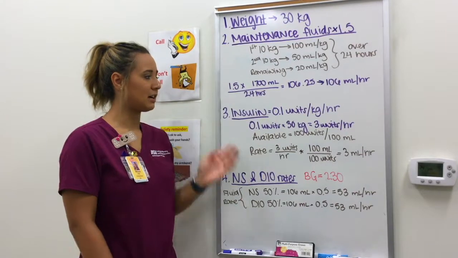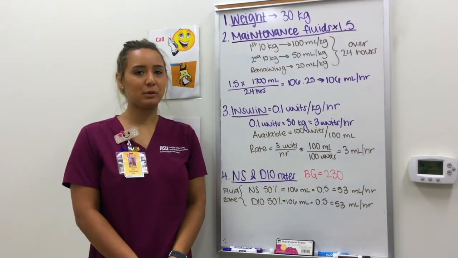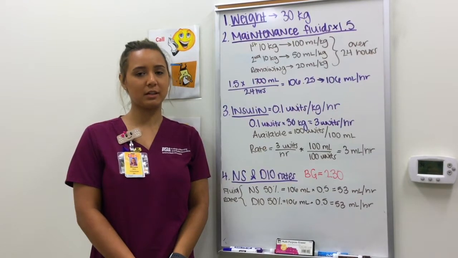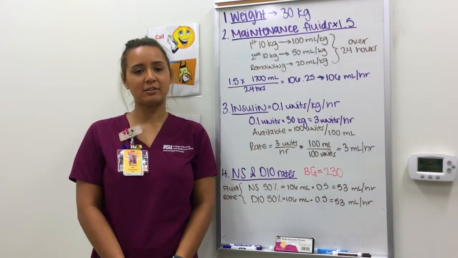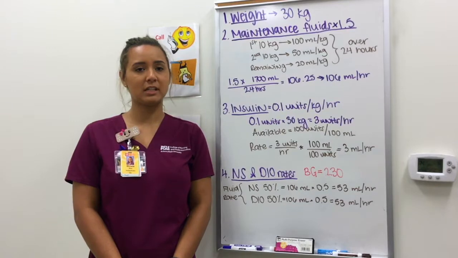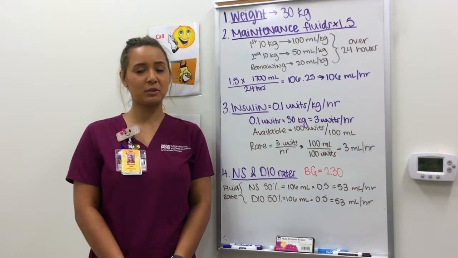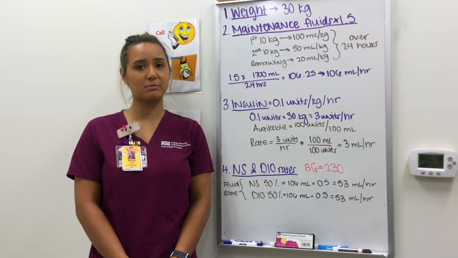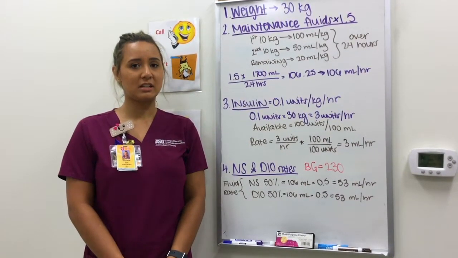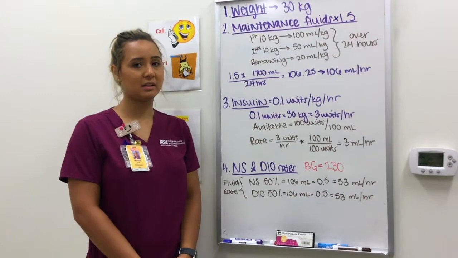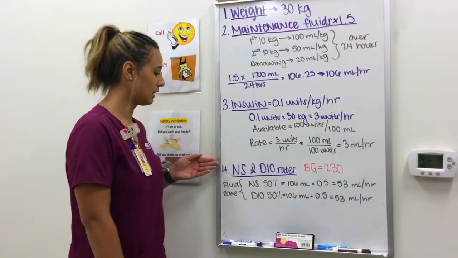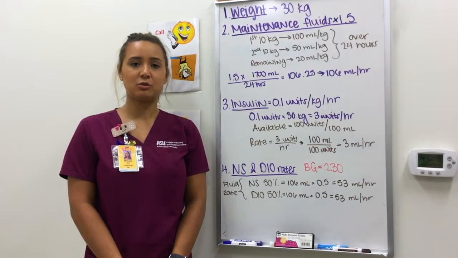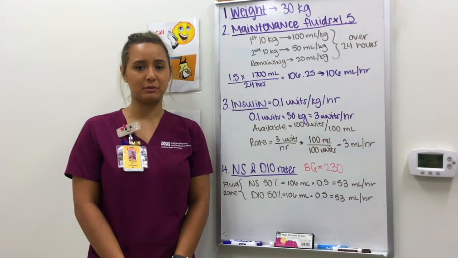The third thing we need to calculate is insulin. Per protocol, the insulin drip rate will be 0.1 units per kilogram per hour. Factoring in our weight, this gives us 3 units per hour. The available concentration we have is 100 units per 100 milliliters. This gives us an insulin drip rate of 3 milliliters per hour. The final thing we need to calculate before we enter the patient's room is the normal saline and the D10 fluid rates.